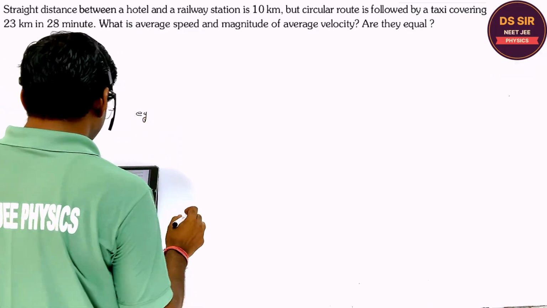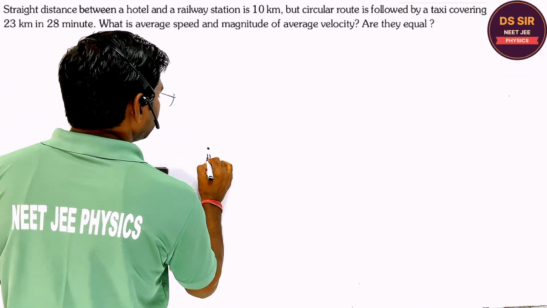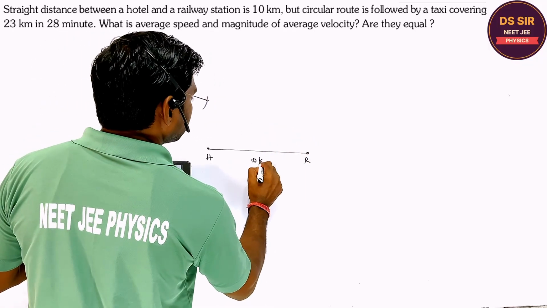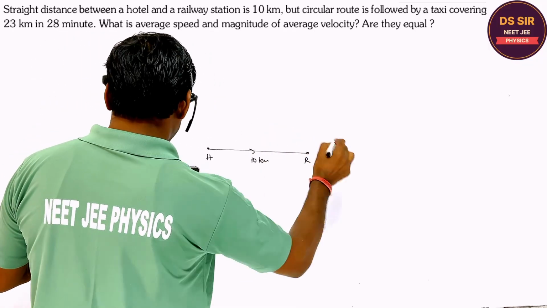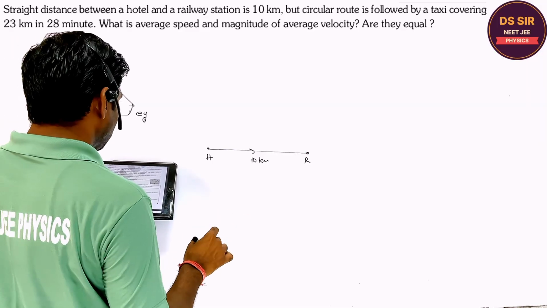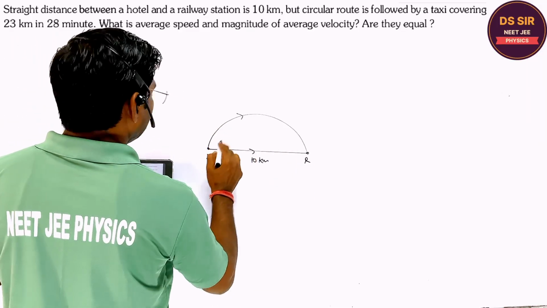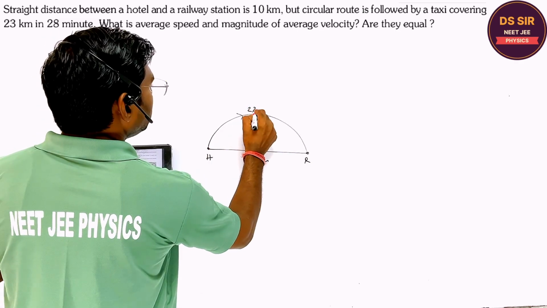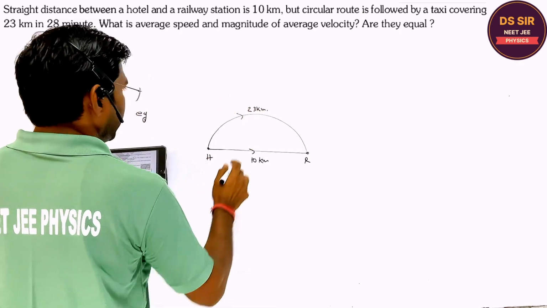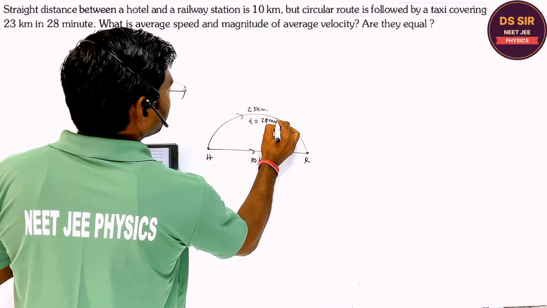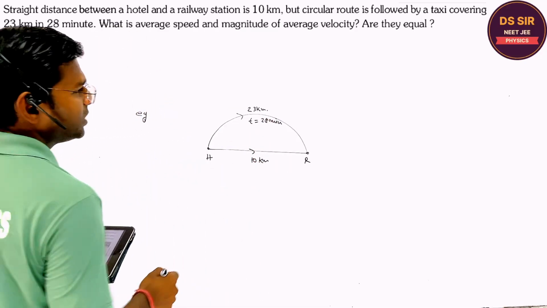In this question, the straight distance between the hotel and the railway station is 10 kilometer. This is the distance, but a circular route is followed by the taxi. This is the circular route taken by the taxi, and it is 23 kilometer. And the time taken is, say, 28 minutes. Fine. So what is the average speed?